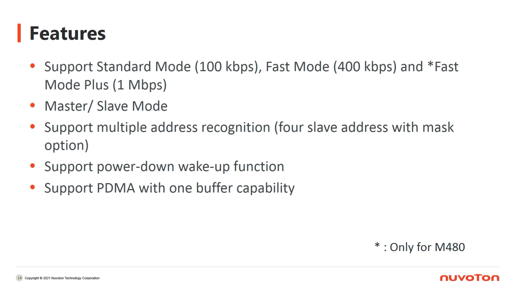Now you know how I2C works. We would like to show you what I2C features we provide for M031 and M032 series. First, I2C supports two-speed mode, standard mode, which is 100 kbit per second, and fast mode, which is 400 kbit per second. However, if you use M480 series, I2C would support one more speed mode, which is fast mode plus, and the speed is 1 megabit per second.